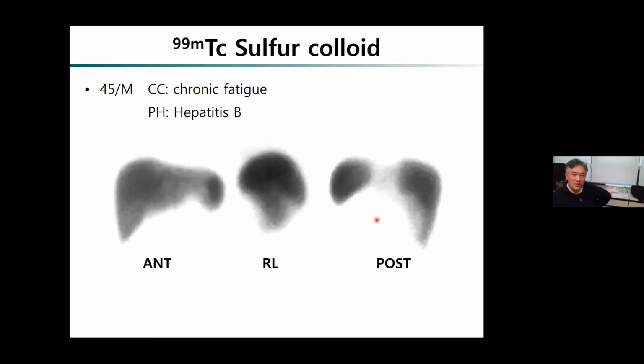Sulfur colloidal structure can be taken up by the liver, especially by the Kupffer cells in the liver. So if a patient has chronic fatigue and you inject this into the patient, you can see a slight decrease in uptake of the sulfur colloid. That means that the liver function has a problem, and you can see where the foci of the problem are occurring in the liver.